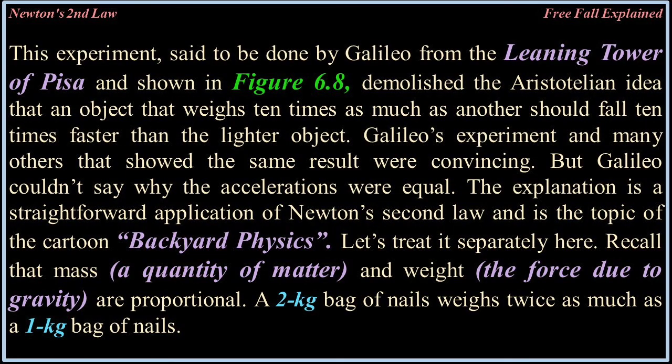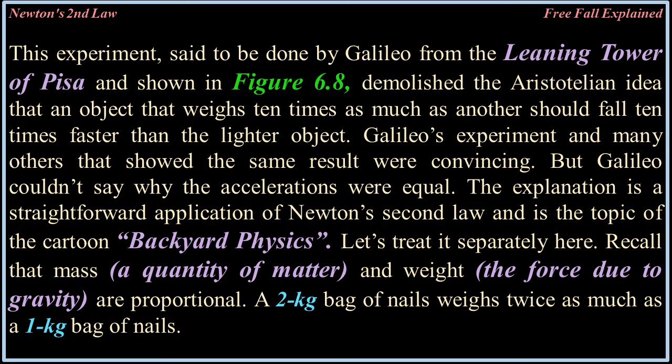This experiment, said to be done by Galileo from the Leaning Tower of Pisa and shown in figure 6.8, demolished the Aristotelian idea that an object that weighs 10 times as much should fall 10 times faster than the lighter object. Galileo's experiment and many others that showed the same result were convincing, but Galileo couldn't say why the accelerations were equal. The explanation is a straightforward application of Newton's second law and is the topic of the cartoon Backyard Physics. Let's treat it separately here.